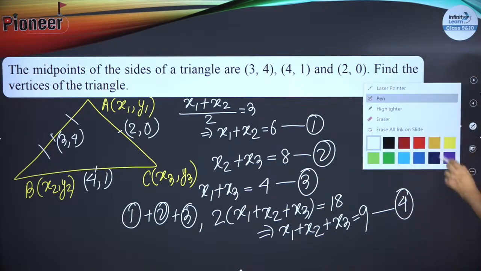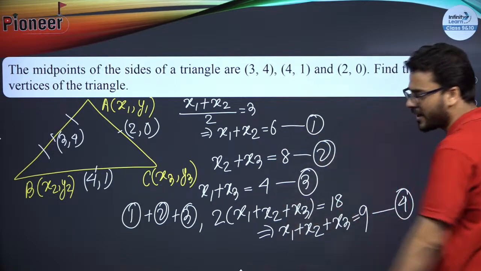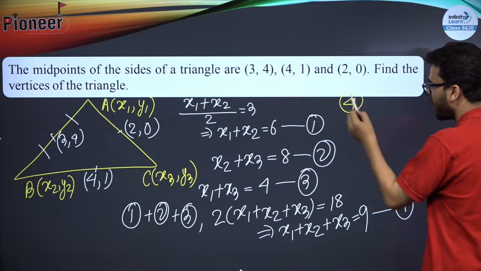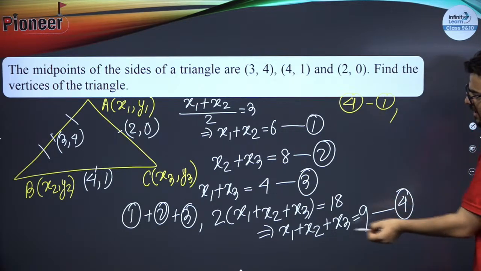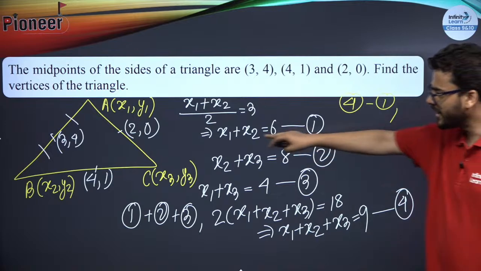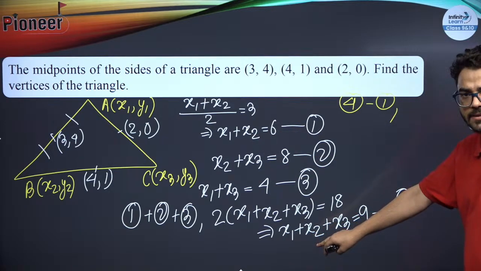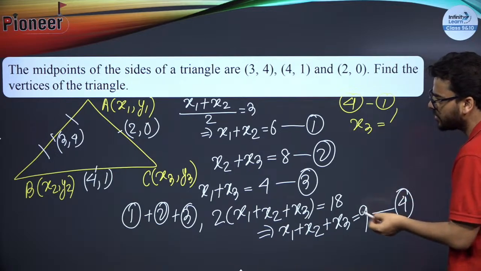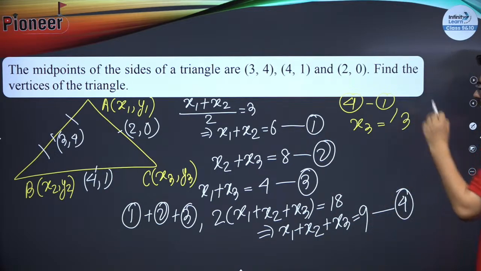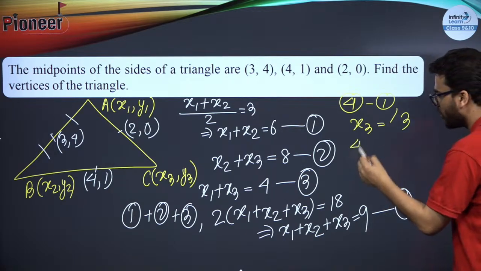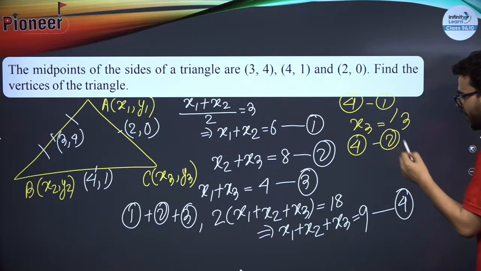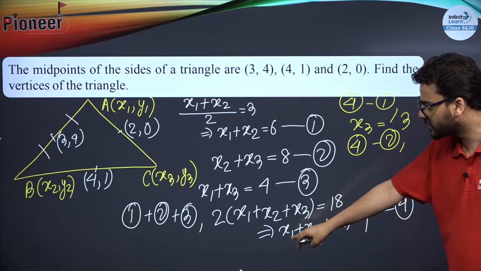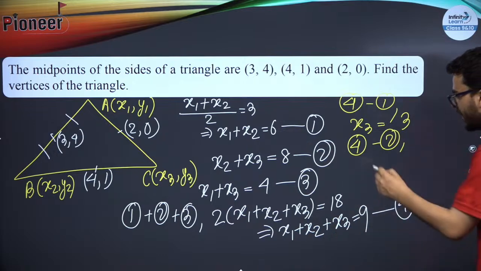Now basically we have to find the values of x1, x2 and x3 separately. So can I do equation 4 minus equation 1? If I do equation 4 minus equation 1 over here, you see x1 and x2 will get cancelled out. So you will get x3 equal to 9 minus 6, that is 3. In the same manner, if I do equation 4 minus equation 2, you see x2 and x3 will be cancelled out, so I will get x1, and that is equal to 9 minus 8, which is 1.